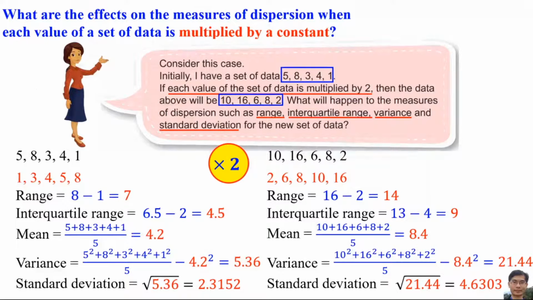We found that the range 7 multiplied by 2 equals 14. Then the interquartile range, 4.5 multiplied by 2 equals 9. And then the mean 4.2 multiplied by 2 equals 8.4. And then the variance 5.36 multiplied by 2 squared equals 21.44. And finally, the standard deviation 2.3152 multiplied by 2 equals 4.6303.